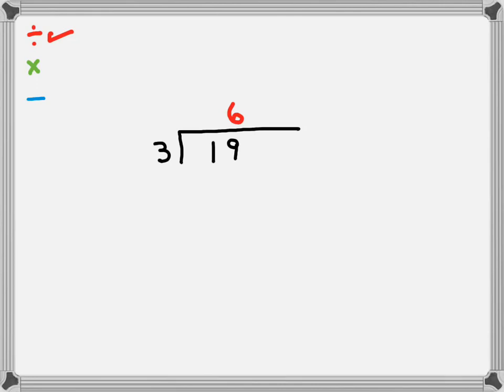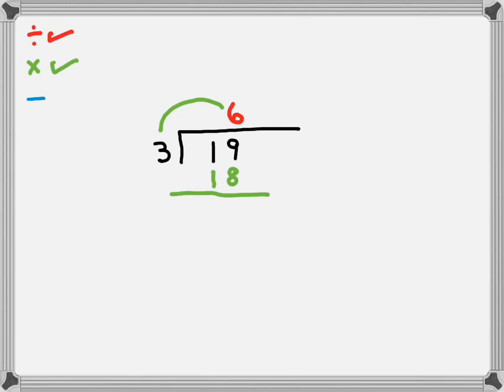So what you do in your times step is you're going to go 6 times 3 equals, and you're going to write the answer underneath here in perfect column rows like that. Okay, line them up nicely. 3 times 6 is 18. We've done our times step.